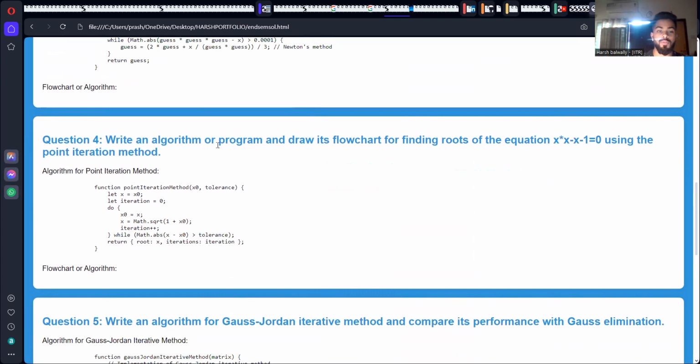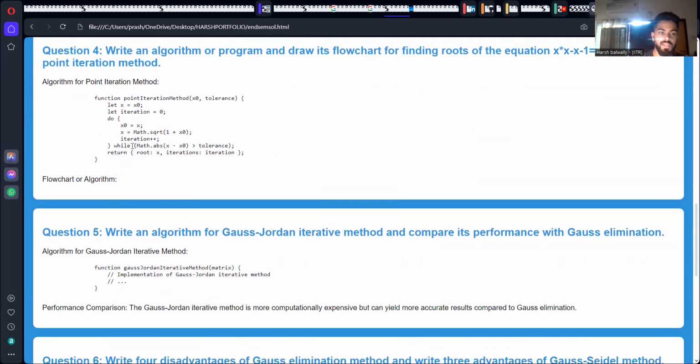Question number 4 is: write an algorithm or program and provide a flowchart for finding the roots of the equation x times x minus x minus 1 equal to 0 using the fixed point iteration method. So the algorithm for the fixed point iteration method is: function fixedPointIteration with parameters x0 and tolerance. Let x equal to x0, let iteration equal to 0. Do x0 equal to x, x equal to Math.sqrt(1 plus x0), iteration plus plus, while Math.abs(x minus x0) is greater than tolerance. Then we return root equal to x and iteration.